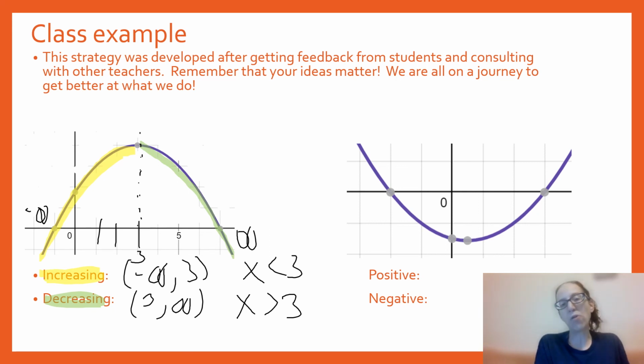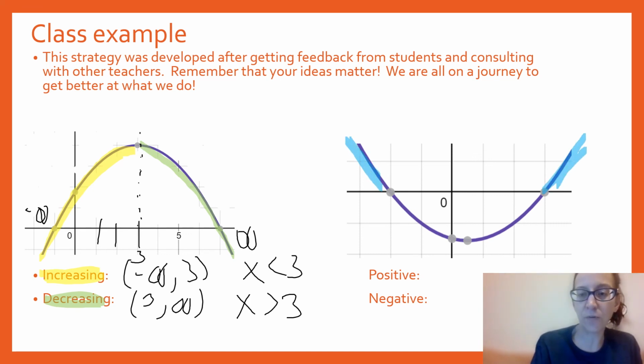Or try them both and just see which one you tend to get right more often, and then that's the one you want to stick with. Now, for the other one over here, we have positive and negative. And so I am going to, again, start by highlighting. Positive means above the x-axis. So positive is here and over here, okay? And then negative means below the x-axis, which would be that region there.